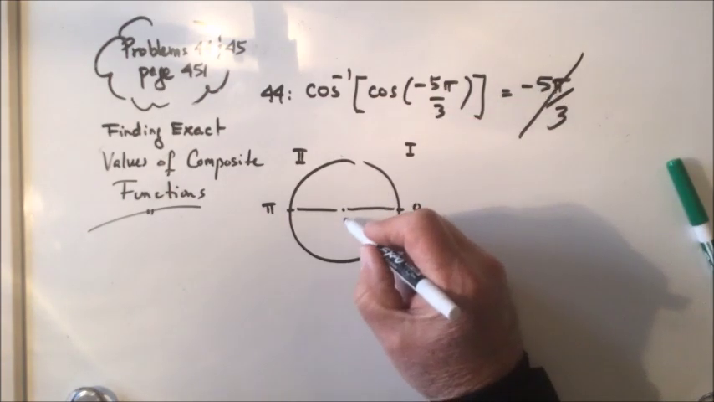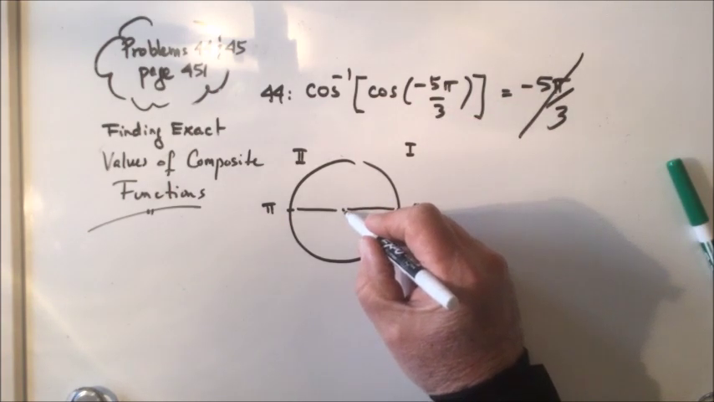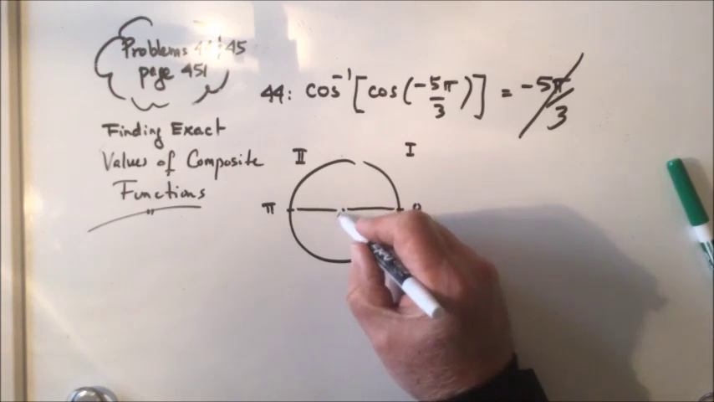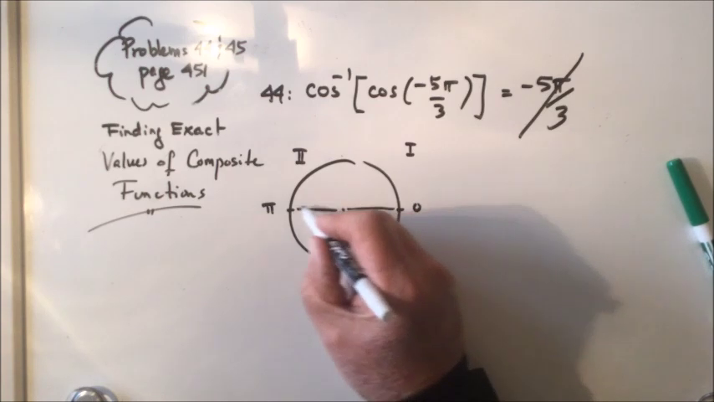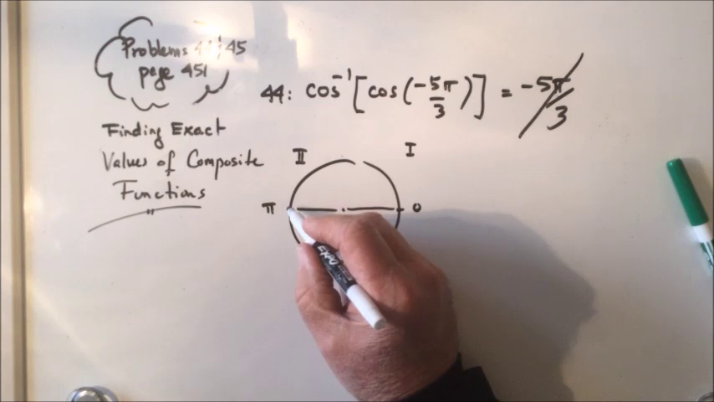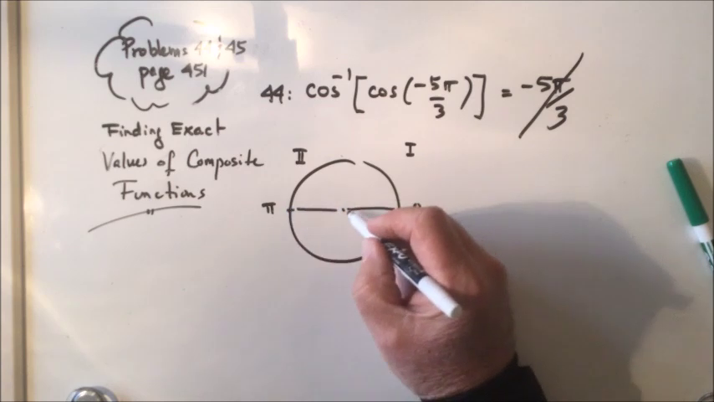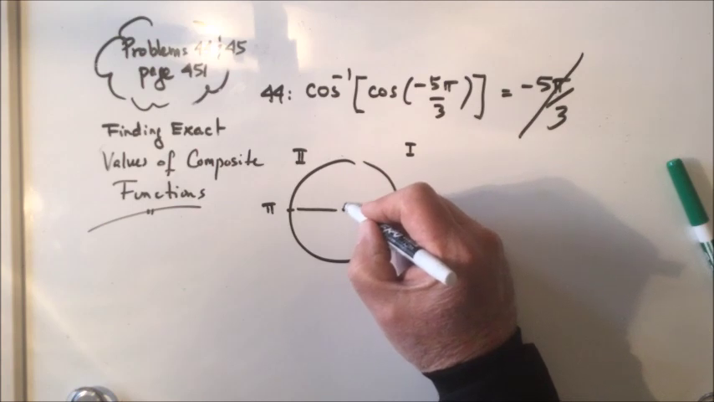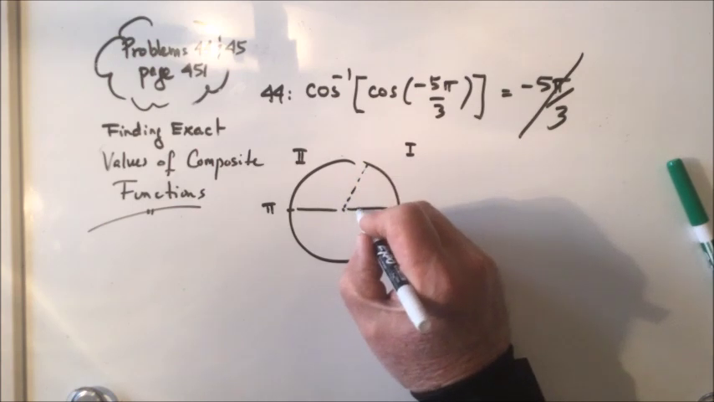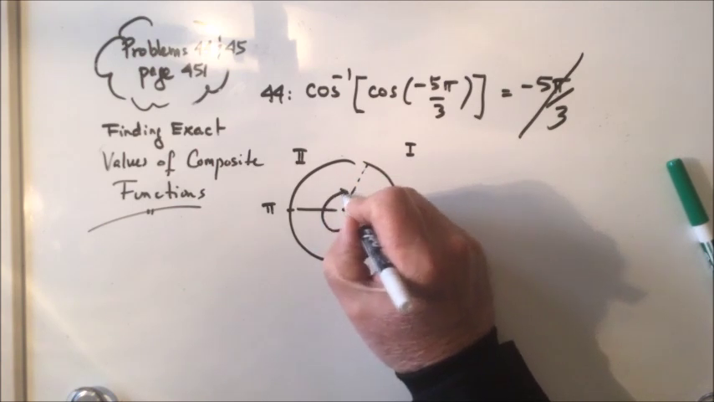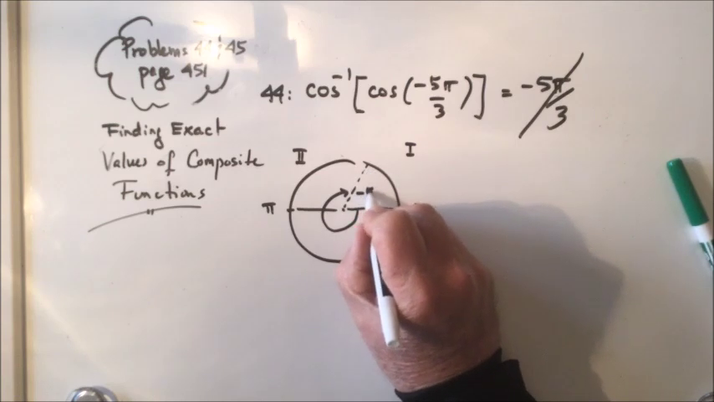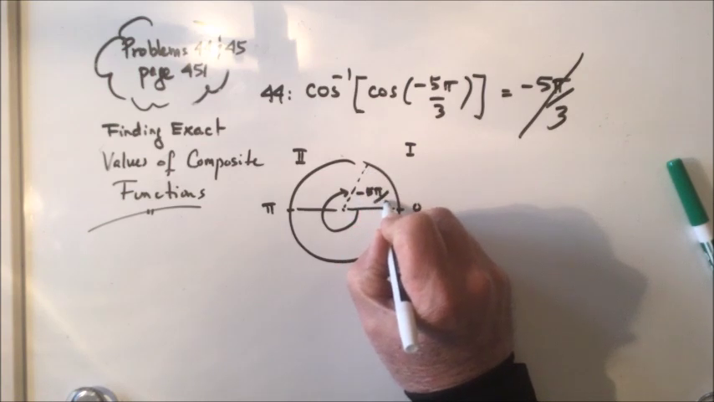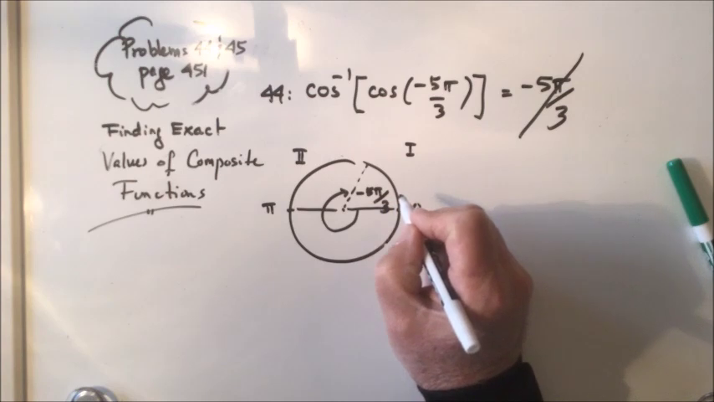I can barely count these out. Here's minus 5 pi over 3. That's minus 60. Here's minus 120. Here's minus 3 pi over 3, or minus pi. Here's minus 4 pi over 3. And then right here, this crazy angle right there is minus 5 pi all over 3.